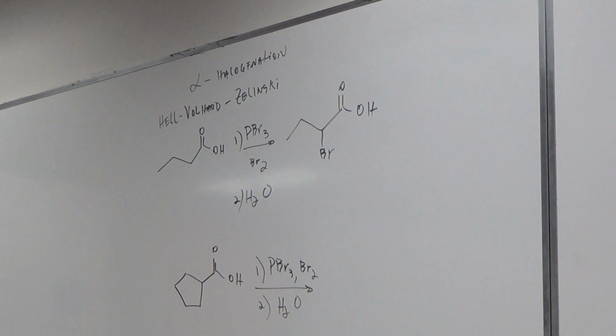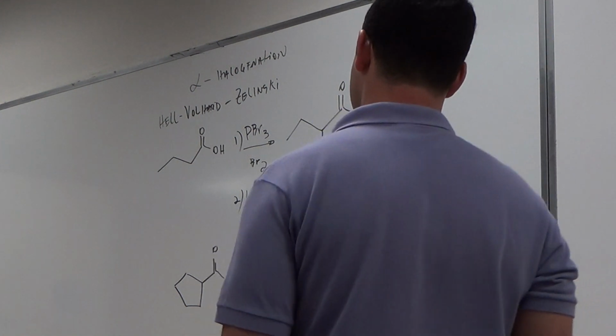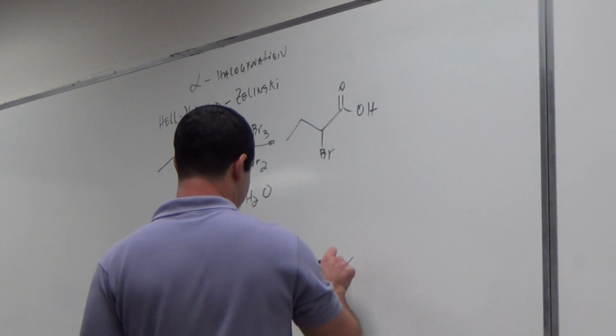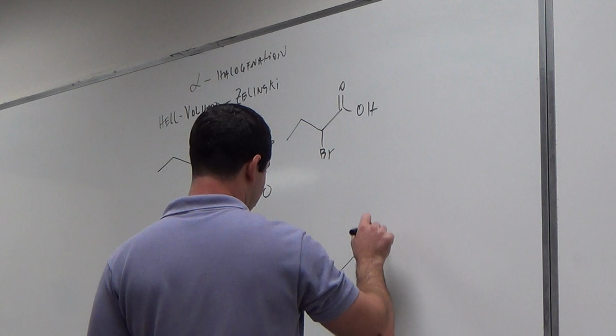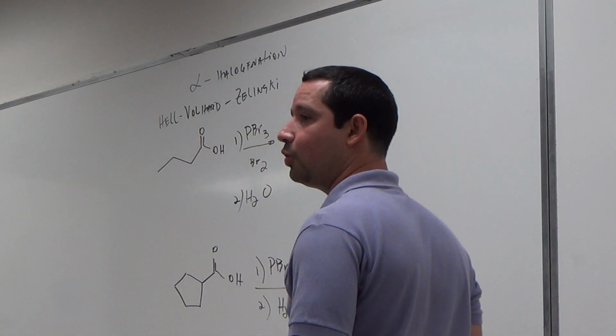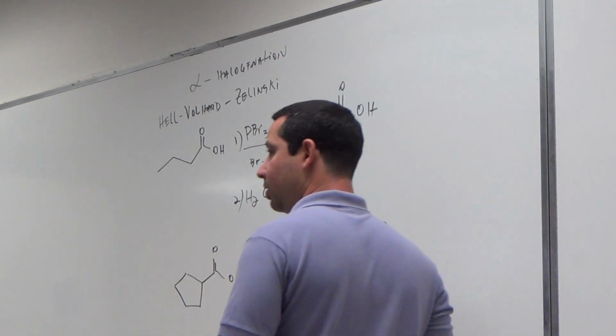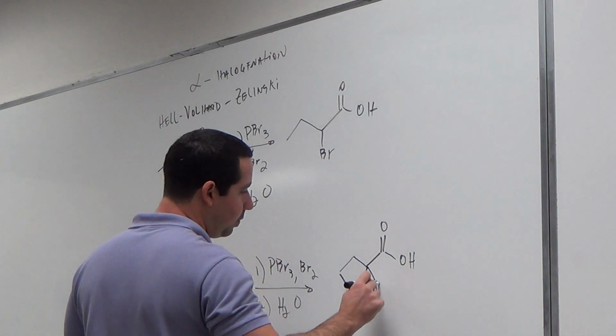Do the one below. So what does this give you? It's a bromine where the carboxylic acid is. The carboxylic acid stays where it was, yes? And you do alpha halogenation, yes? We can put the bromine here.